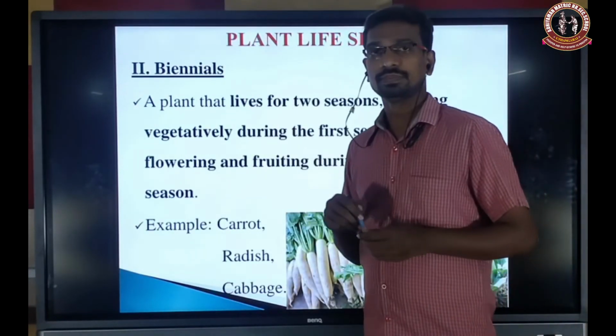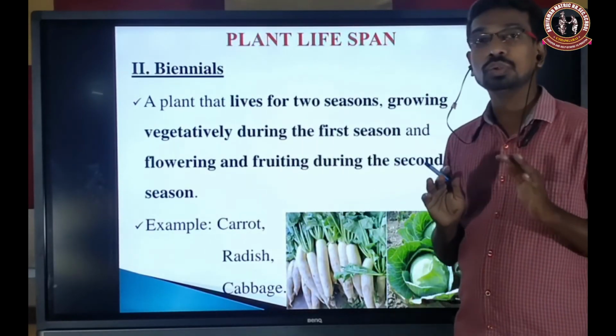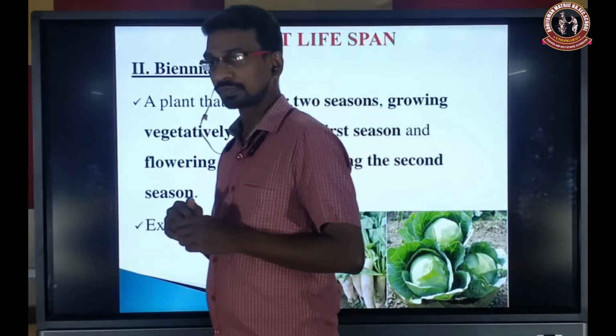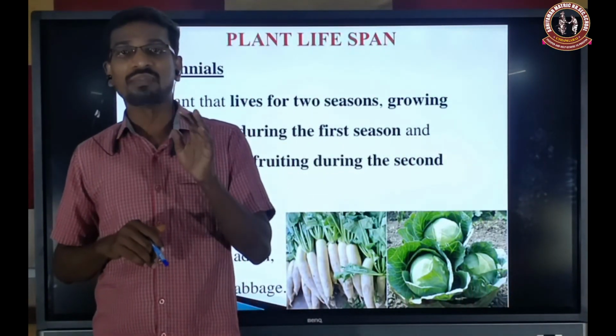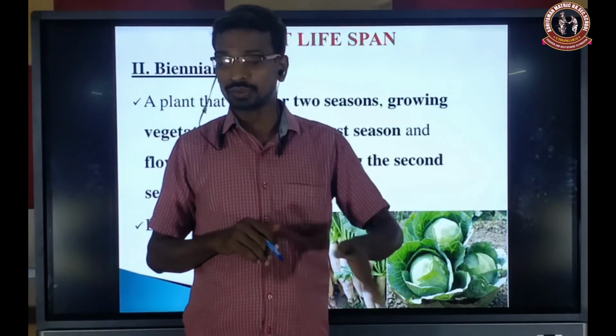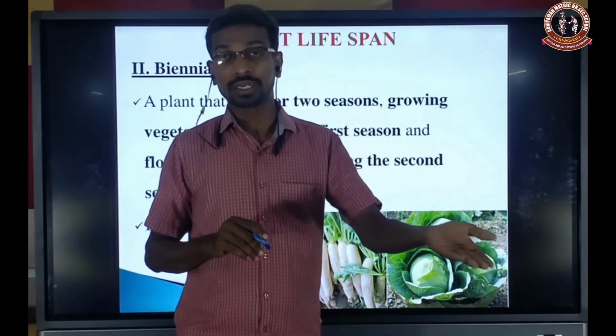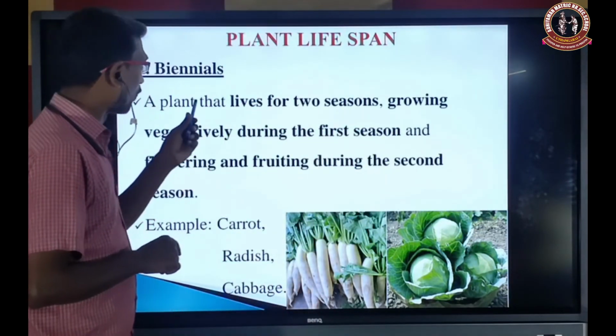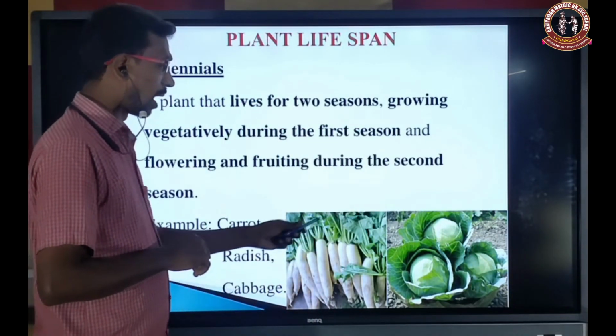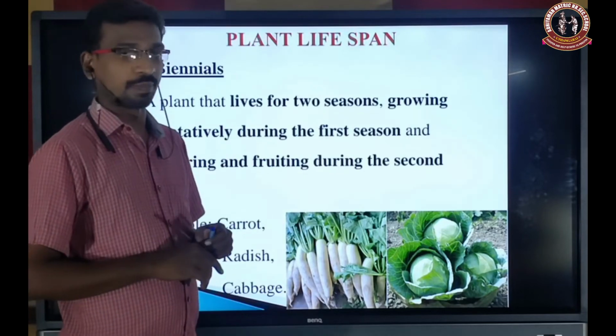Next, biennial. The plant lives for 2 years or 2 seasons. In the first year or first season, they grow vegetatively. In the second year or second season, they grow reproductively. Examples for biennial: carrot, radish and cabbage. This is an example for a biennial plant.